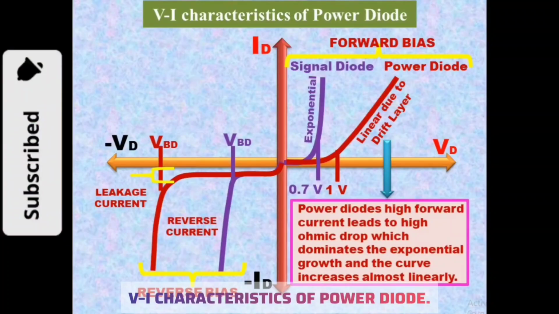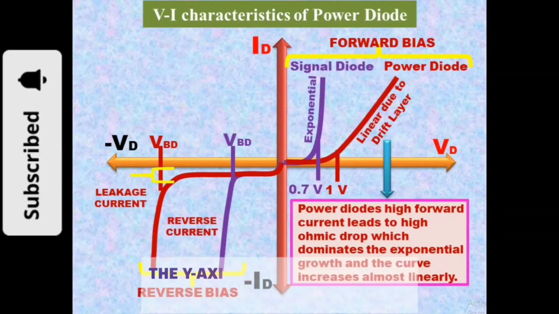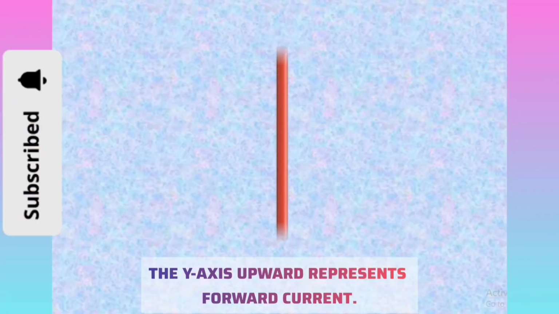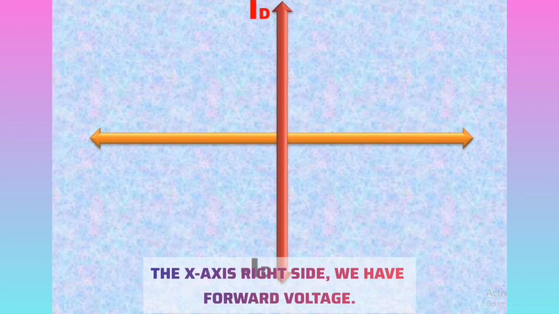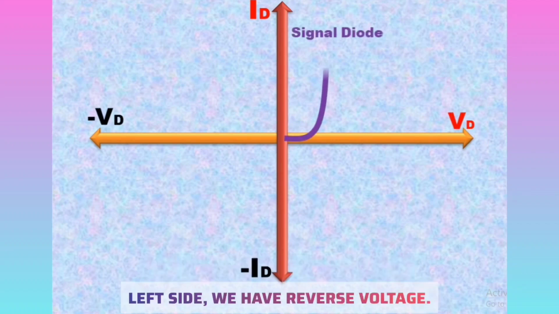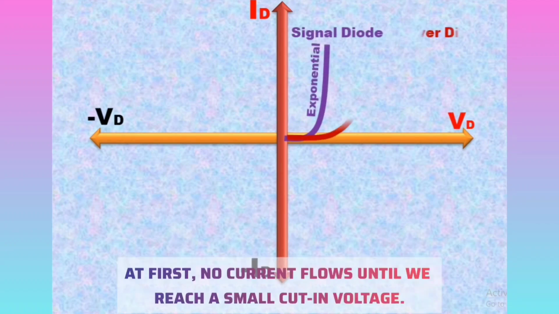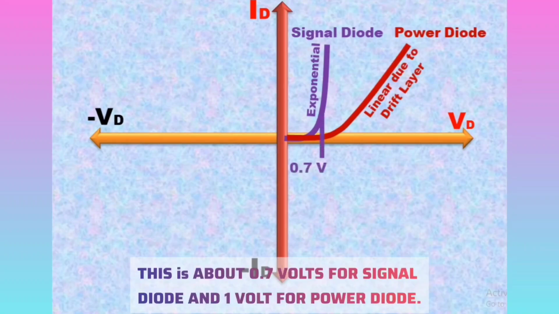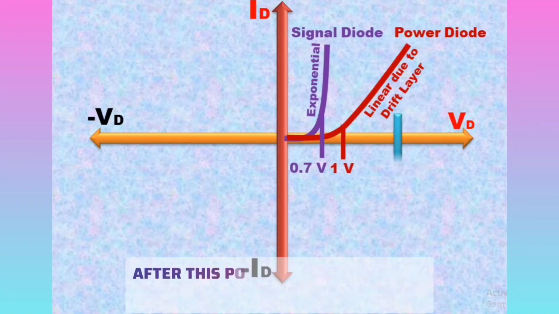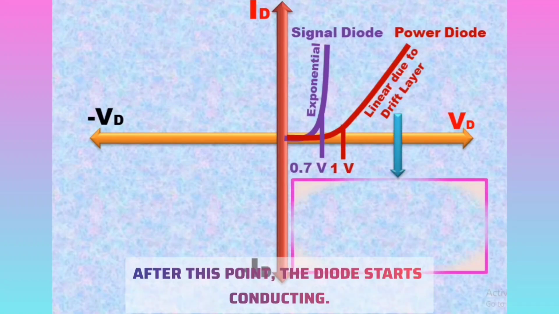VI characteristics of power diode. The y-axis upward represents forward current. Downward shows reverse current or leakage current. On the x-axis, the right side has forward voltage, and the left side has reverse voltage. At first, no current flows until we reach a small cut-in voltage. This is about 0.7 volts for a signal diode and 1 volt for a power diode. After this point, the diode starts conducting.